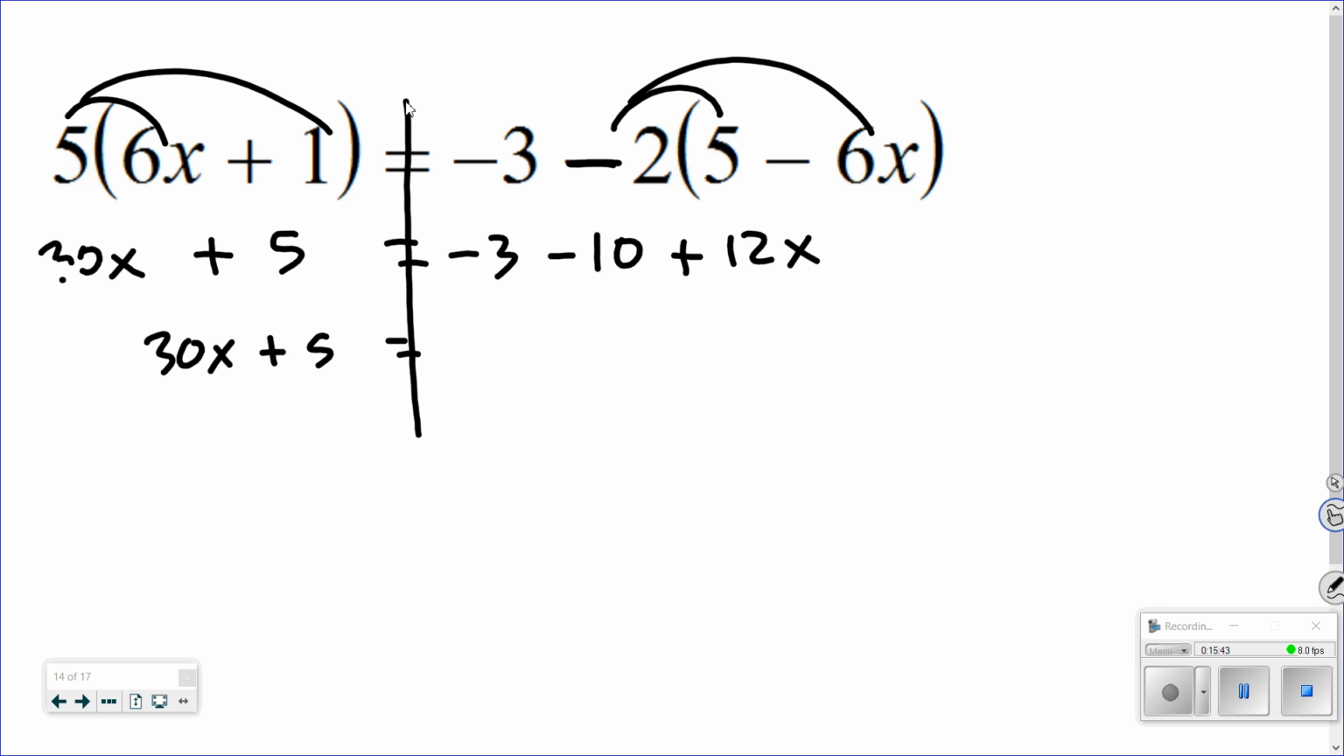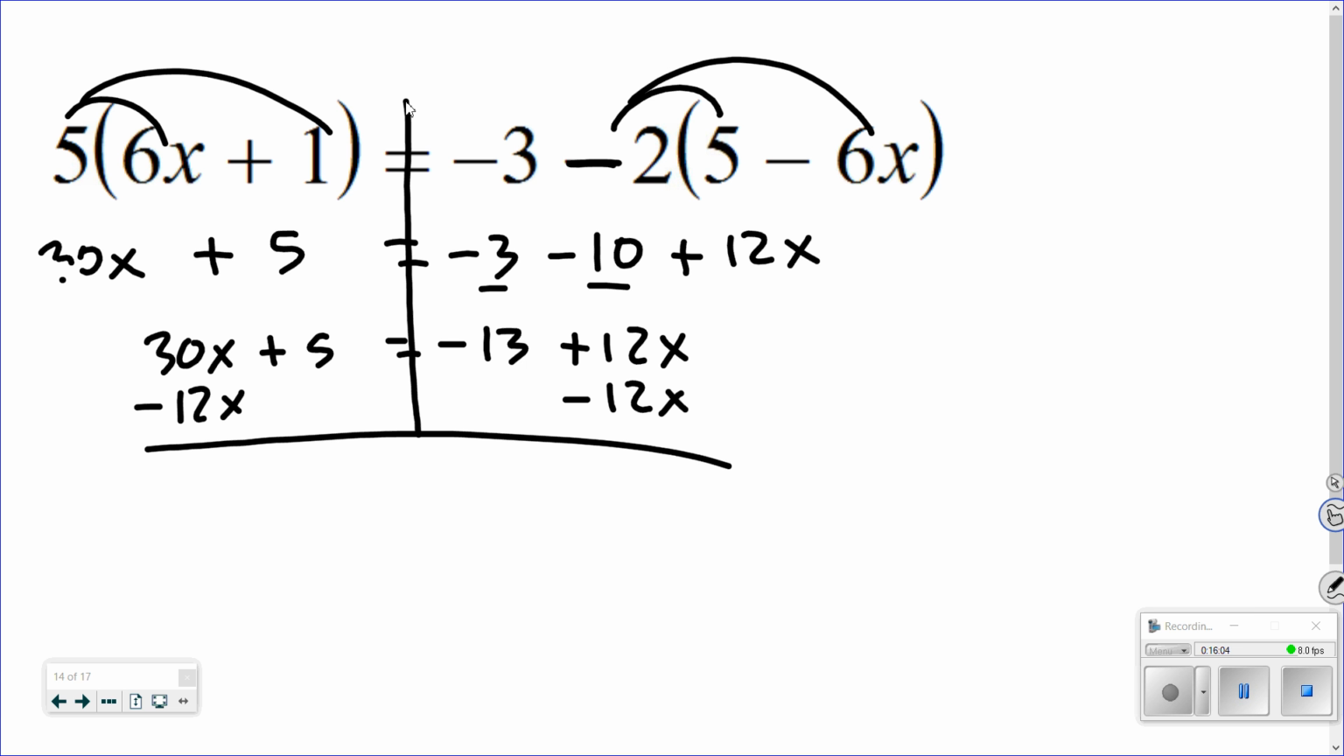But over here, I do have stuff to do, right? I can combine that minus 3 and the minus 10. That's minus 13. Okay, I get down to this step. I've got x's on both sides, on the right and the left. So I either need to get rid of the 30x or the 12x. So I'm going to get rid of the 12x. I'm going to minus 12x. That means I have to minus 12x over here. So 30x minus 12x, I believe that's 18x plus 5. That's 0. 12x minus 12x is 0. Still have that negative 13 over there.